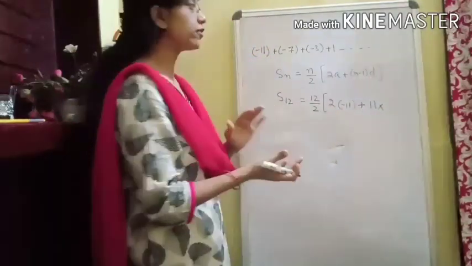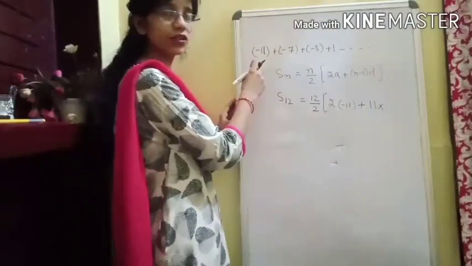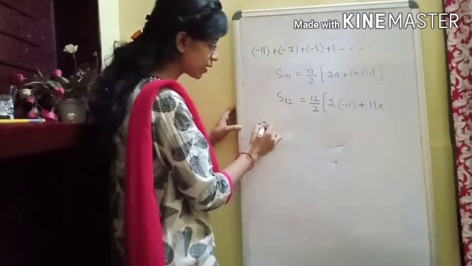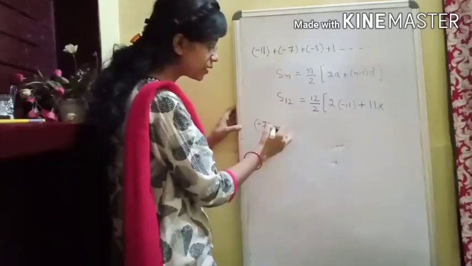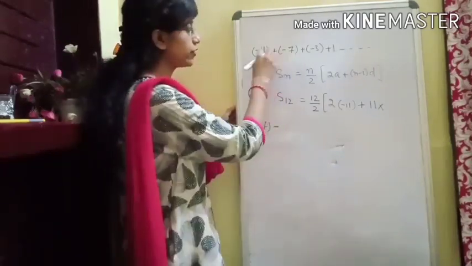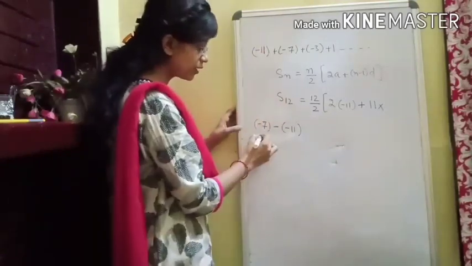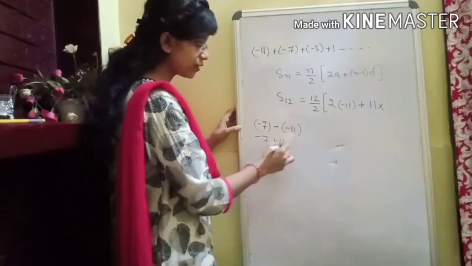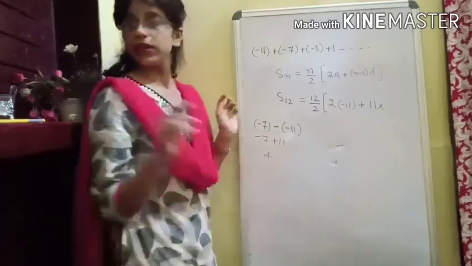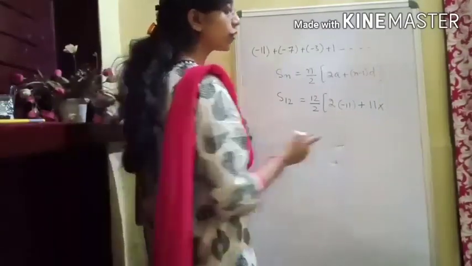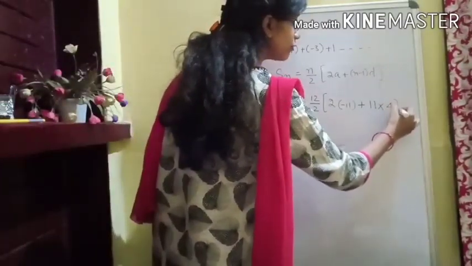D is the common difference, that is second term minus first term, or third term minus second term. So here the second term is minus 7, as you see, minus the first term. To calculate the common difference, the first term would be minus 11 as it is given. So now minus 7 plus 11, that would be plus 4. That means the value of d is coming 4.